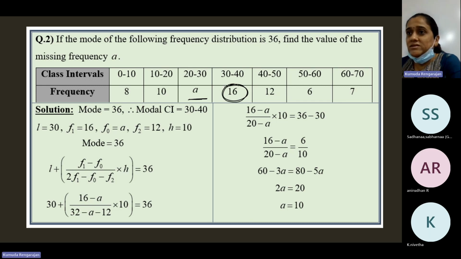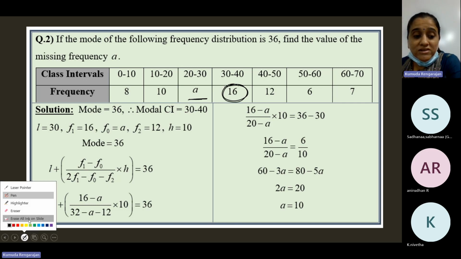Usually all the frequencies are known, so you take the highest frequency, and the corresponding class interval is the modal class interval. Here one is not known. Of what is visible, 16 is the highest, but if we don't know the value of A, we don't know which is the highest, right? So we don't find the modal class interval like that.